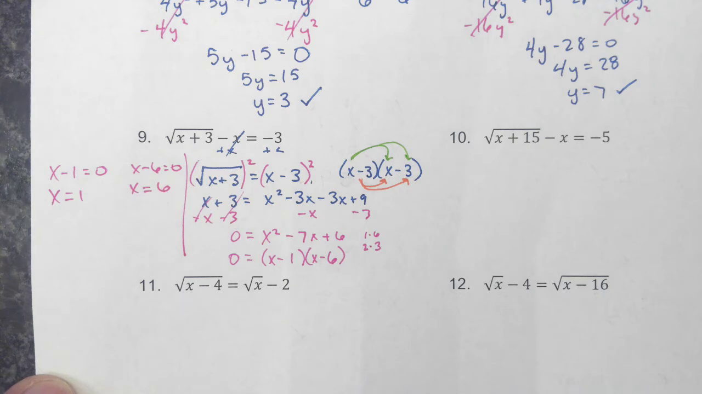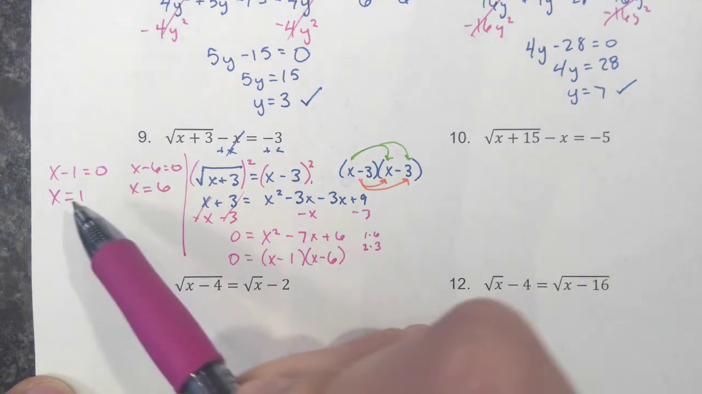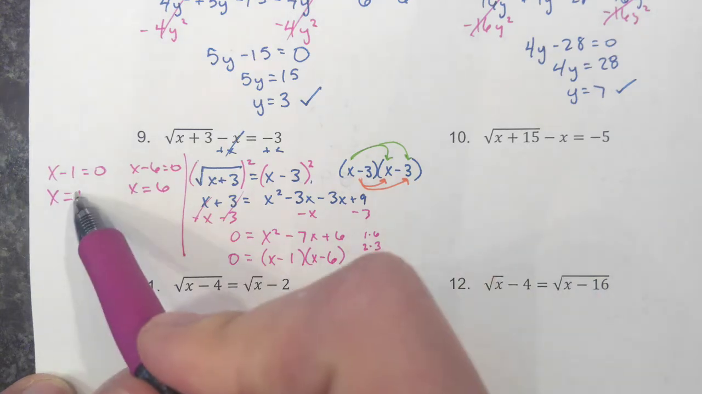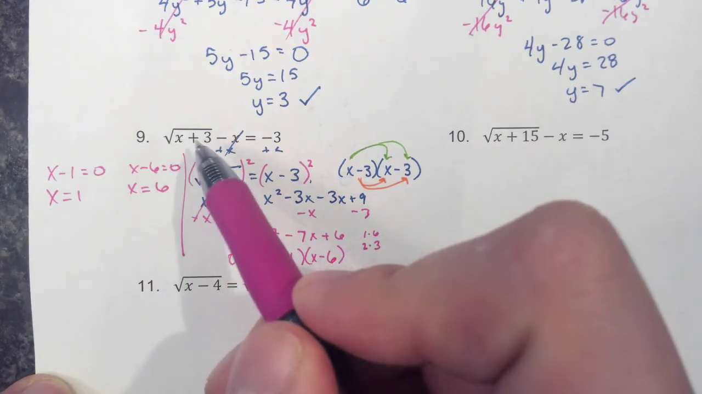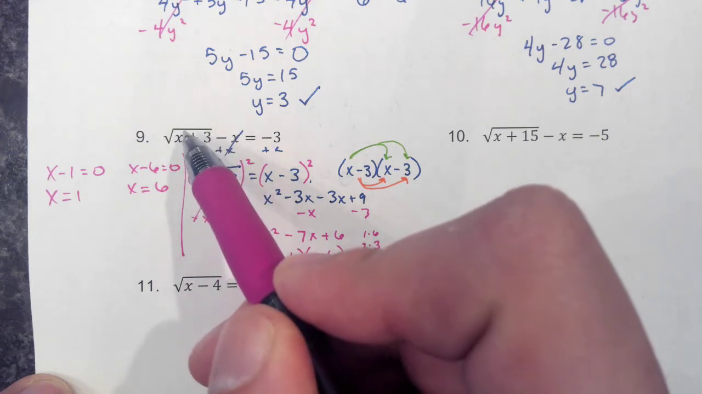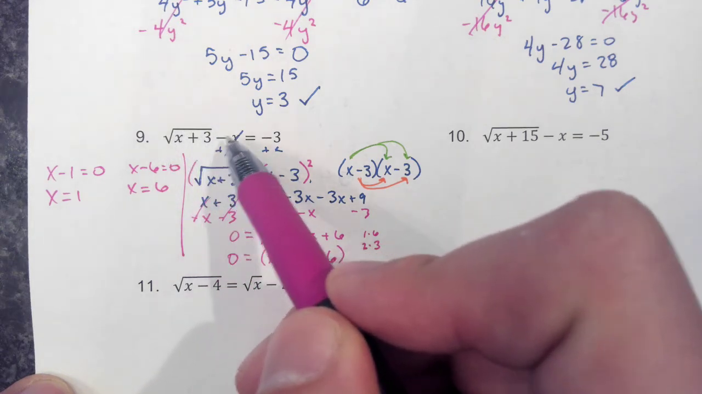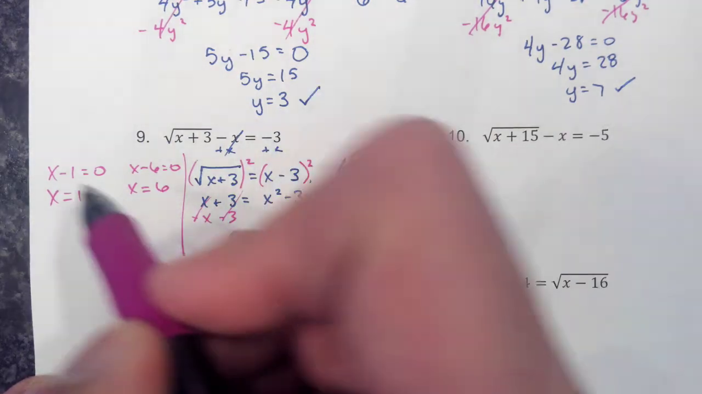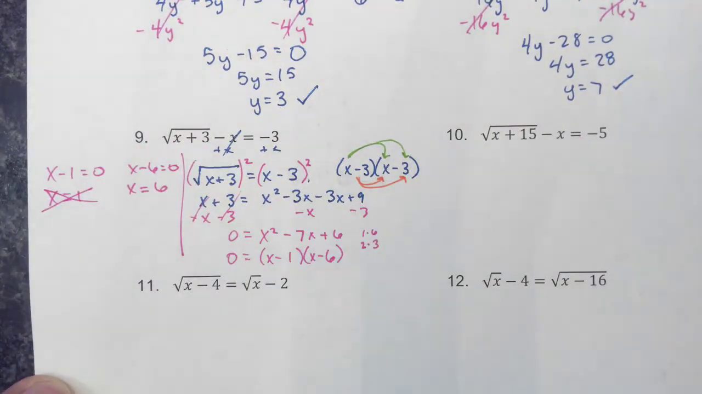So remember, with these problems, we have to check our solution. So we have 2 solutions to check this time. These ones aren't too hard to check. Let's check 1 first. So what's 1 plus 3? That's 4. What's the square root of 4? That's 2. What's 2 minus 1? 2 minus 1 is 1. It's supposed to come out to be negative 3. That one did not work.